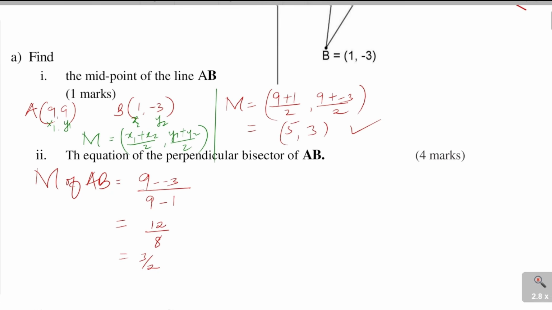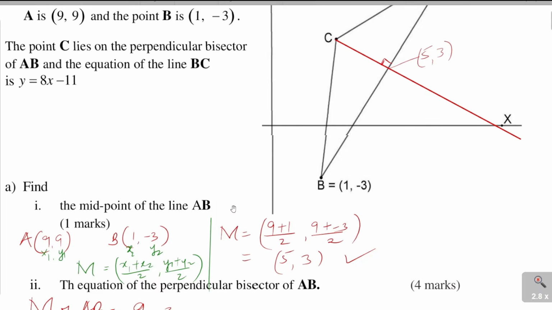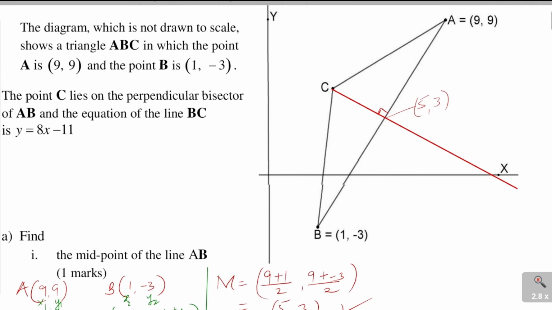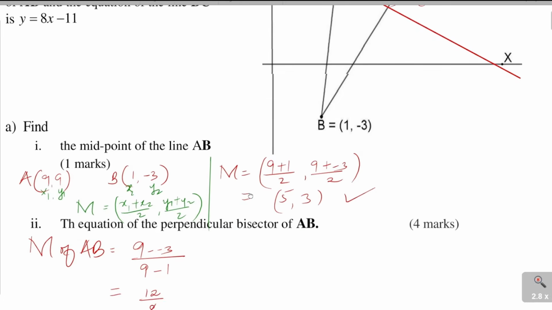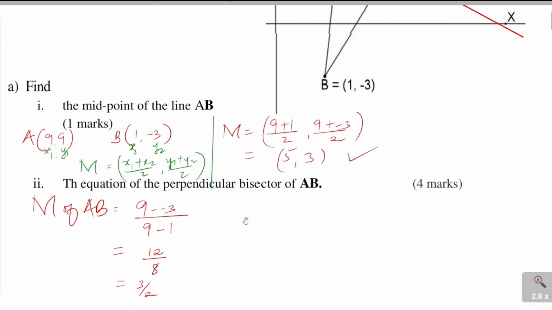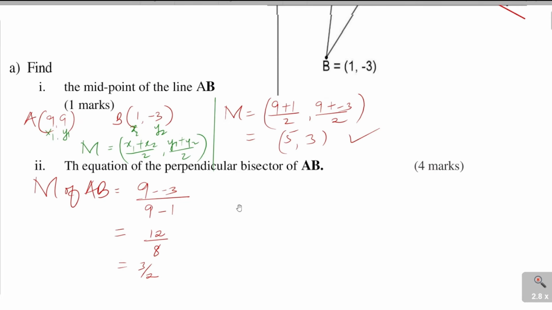So that is the gradient of line AB. Now line AB is perpendicular to the other line that we've drawn there, passing through (5, 3). So therefore, the gradient of that perpendicular bisector will be -2/3.